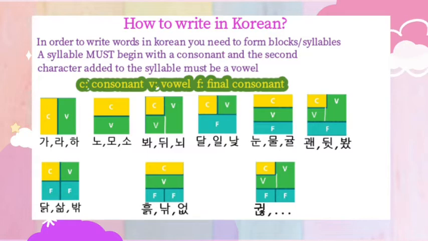And for the last example, which is really rare, we have consonant, composed vowel, and double final consonant. As an example, we have queen.